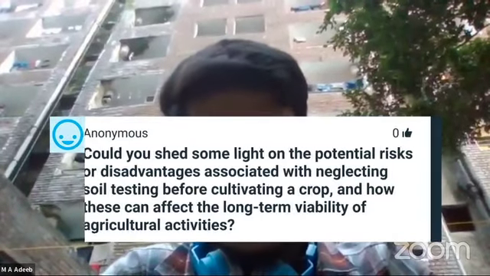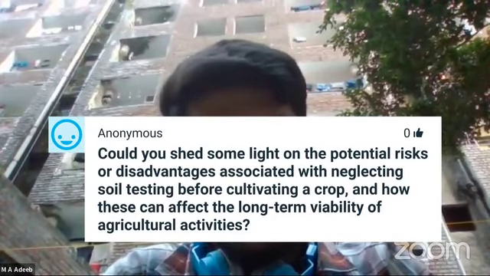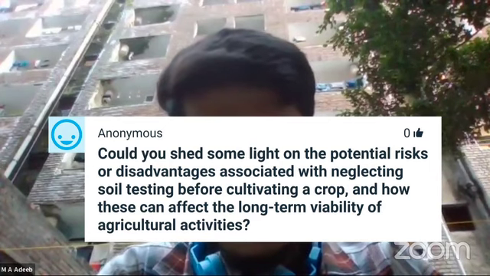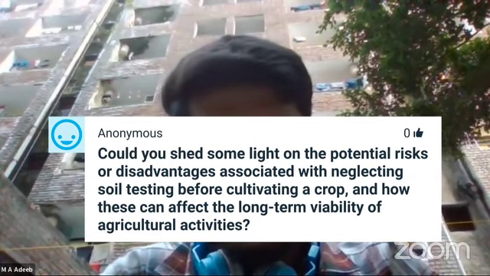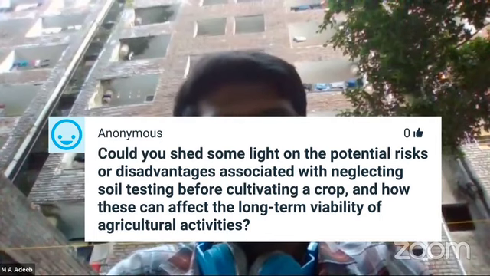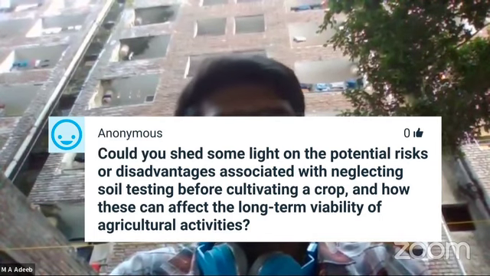Next question is, could you shed some light on the potential risks or disadvantages associated with neglecting soil testing before cultivating a crop and how this can affect long-term viability of agricultural activities?